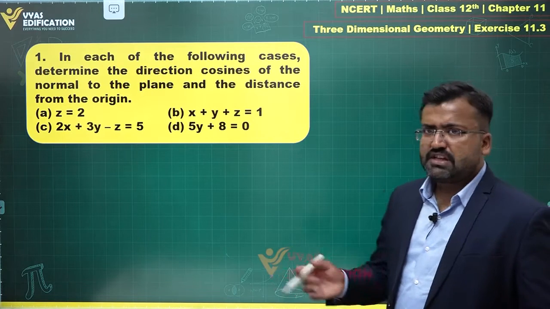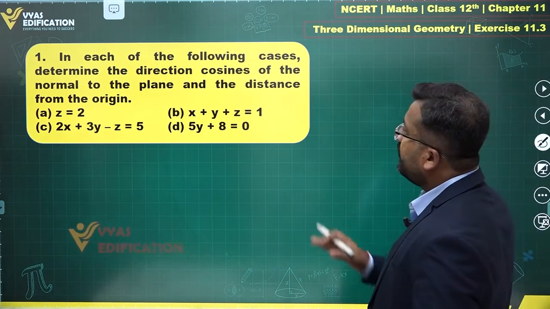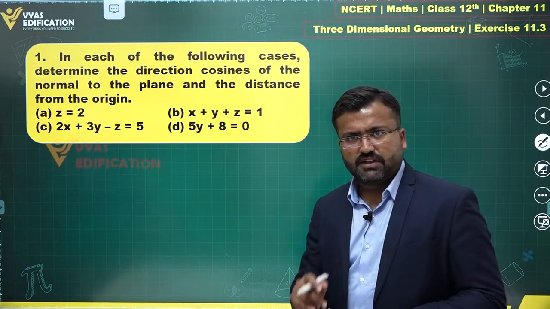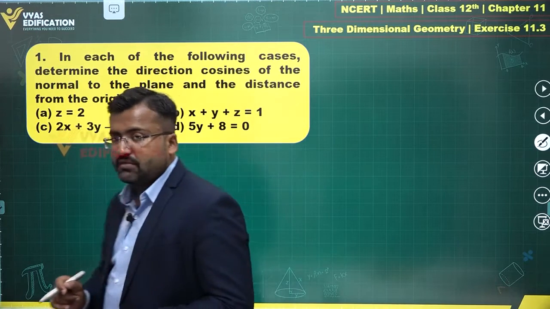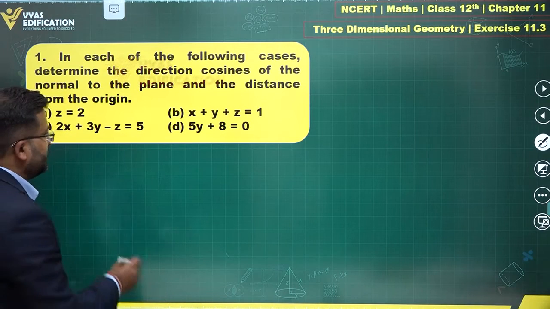The first question, as you can see over here, says that in each of the following cases, determine the direction cosines of the normal to the plane and the distance from the origin. Right? Distance from the origin is also supposed to be found. How will we deal with this? So let's take a look at the equation of a plane in general.